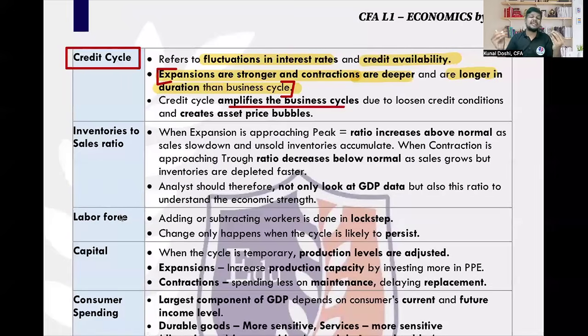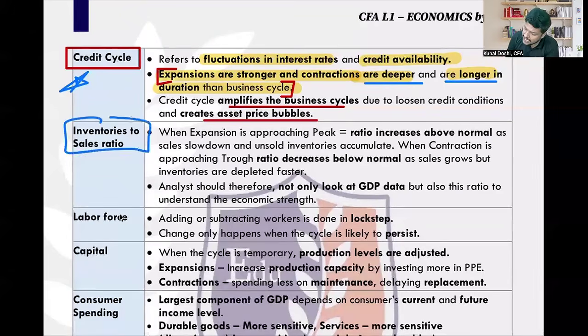In fact, the credit cycle is the reason behind the 2007-8 asset price bubble, especially about the housing prices. So the credit cycle is related to asset price bubbles. Please keep that in mind. It creates asset price bubbles and it is said to be deeper and stronger and longer. Understood? It actually ignites the business cycle.